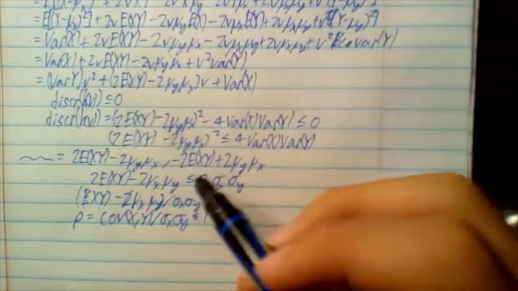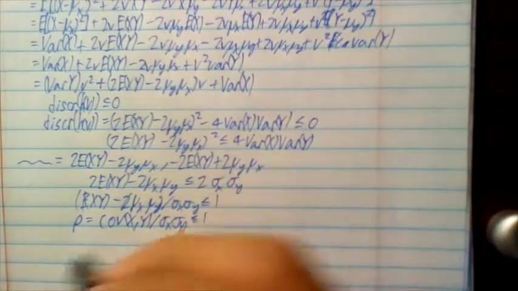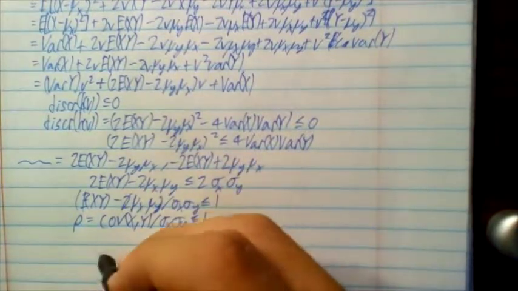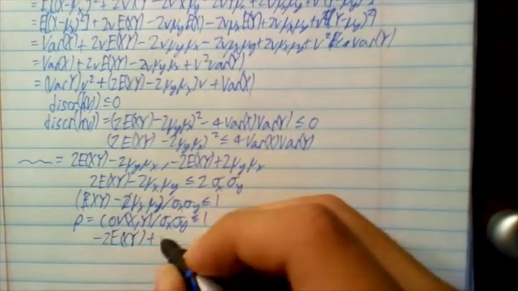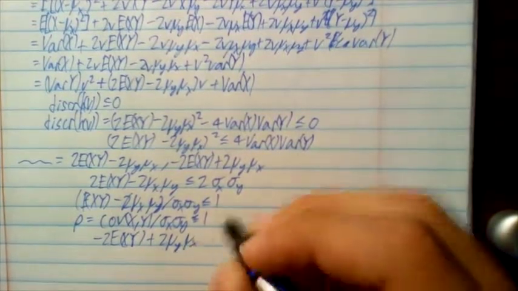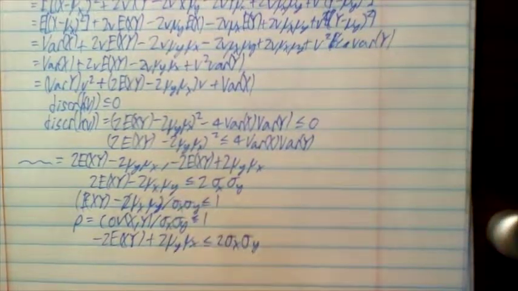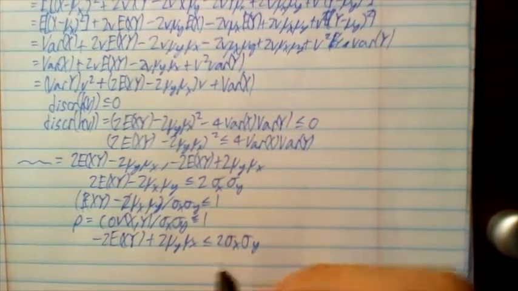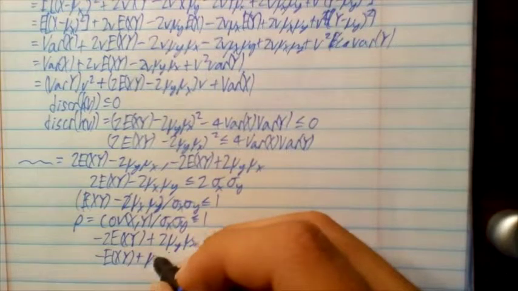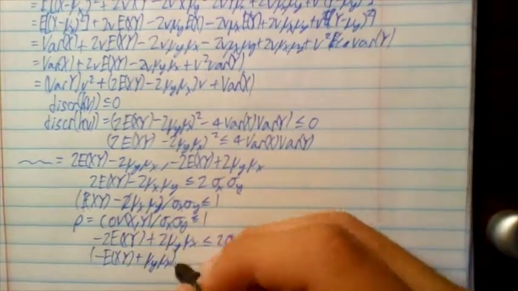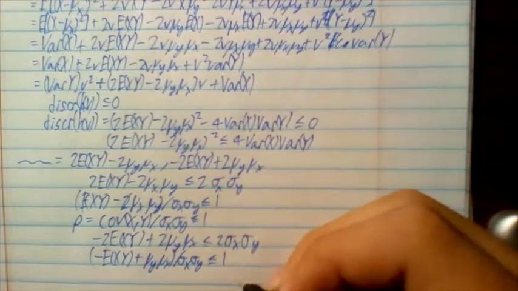Let's not forget the second side of the story, the negative square root. So now we're going to have to do it for this one. Starting back from the beginning, we have that minus 2 times the expectation of x times y plus 2 times the mean of y times the mean of x is less than or equal to 2 times the standard deviation of x times the standard deviation of y. Now, divide both sides by the right-hand side, and we have minus the expectation of x times y plus the mean of y times the mean of x, all divided by the standard deviations of x and y, is less than or equal to 1.